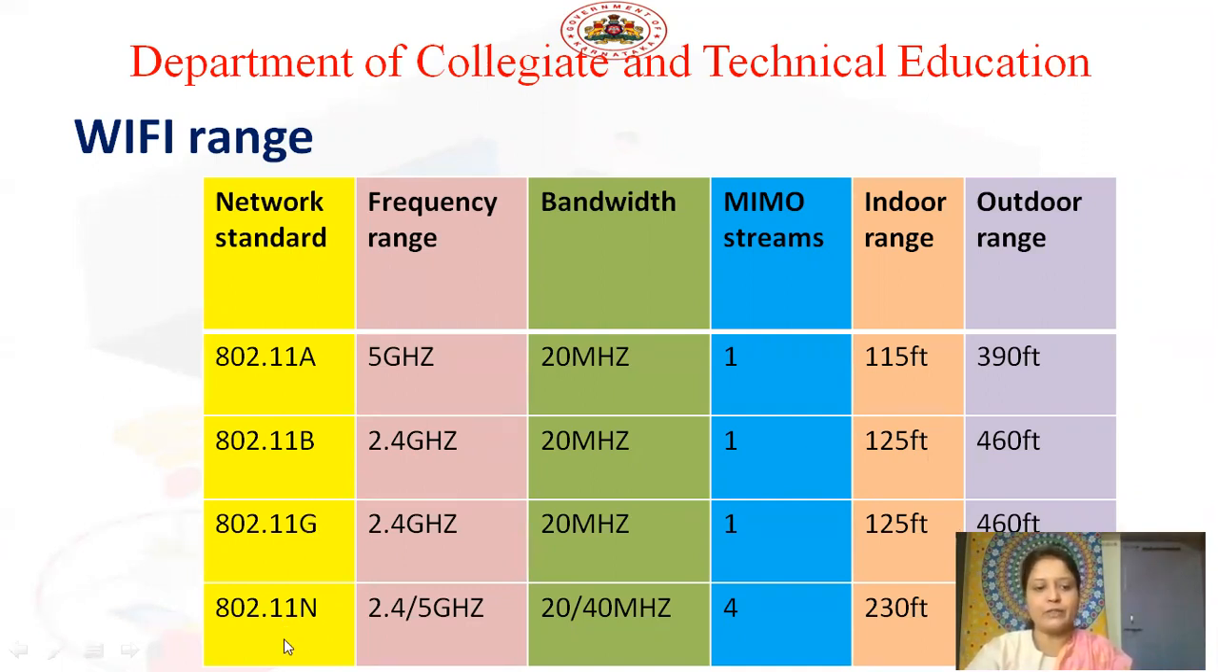Now moving on to 802.11n: the frequency range is 2.4 to 5 gigahertz, the bandwidth is 20 to 40 megahertz, the MIMO stream is 4, the indoor range is 230 feet and the outdoor range is 820 feet. Those are the ranges Wi-Fi covers.